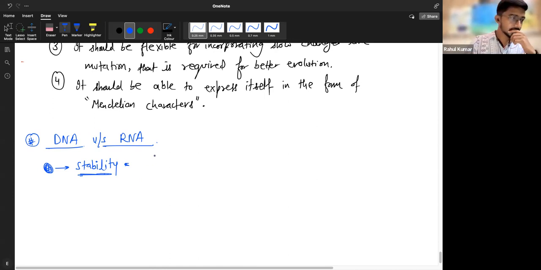Second, so write down: RNA is more reactive and easily degradable. RNA is more reactive as compared to DNA.